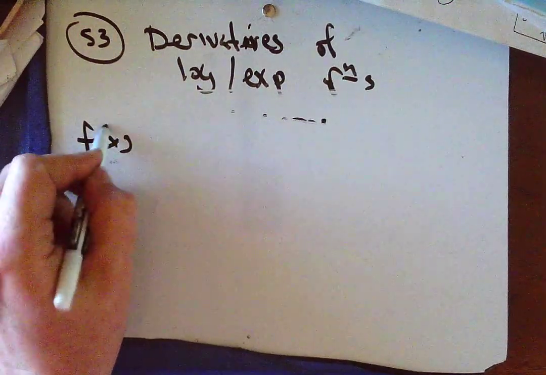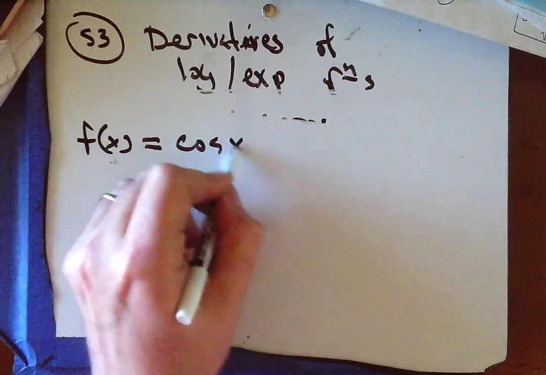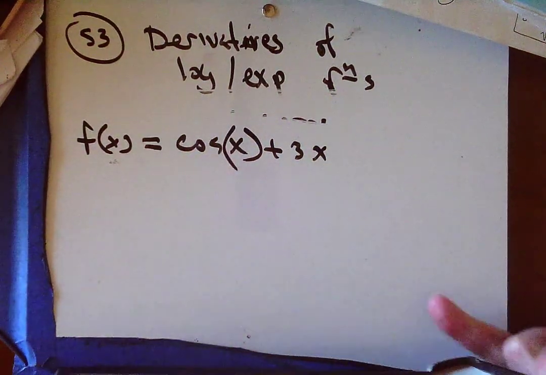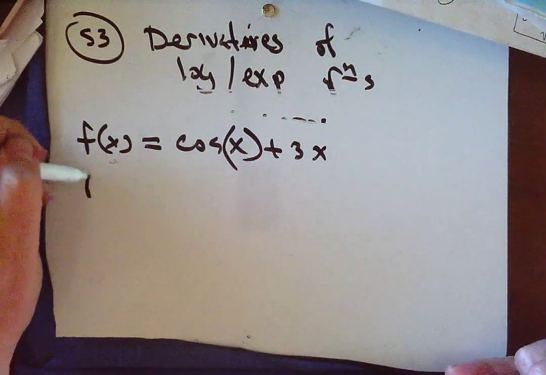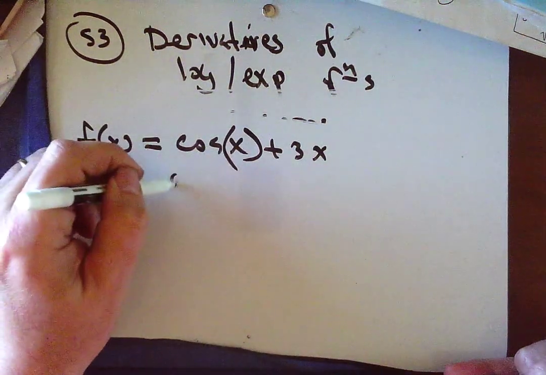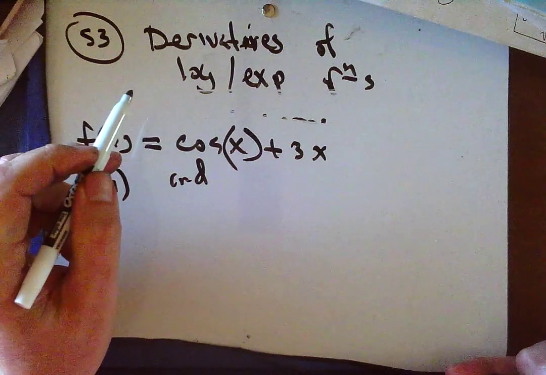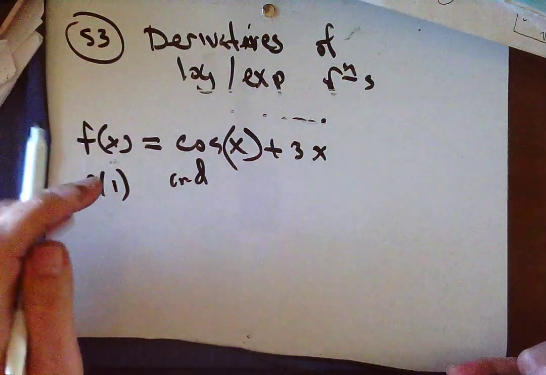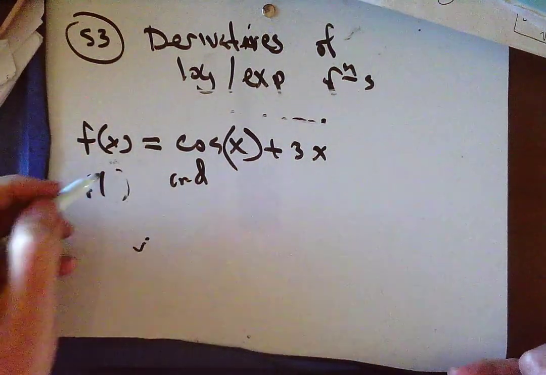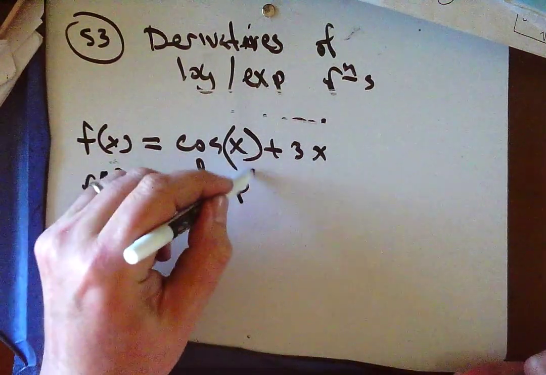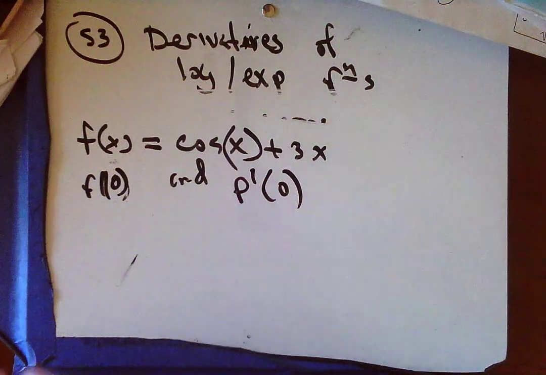Wait, there's more. If f of x equals cosine x plus 3x, the first question says find f of 1 and f, oh, sorry. Am I reading the right one? No, I'm not. Find f of 0, and what was the other thing? Find f prime of 0.